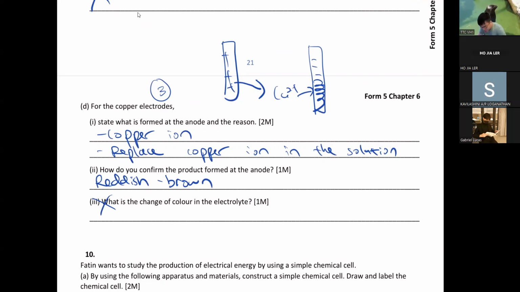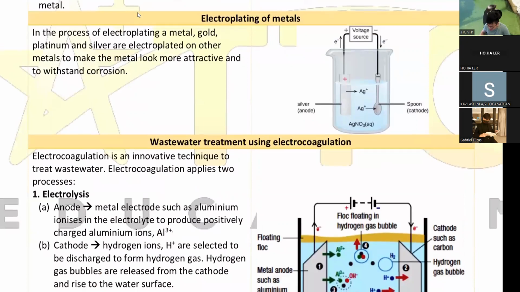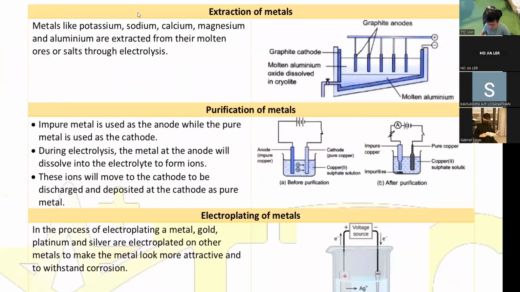Okay, this is situation. Are you done? So let's go to situation 3. Let's go to 6.2, chemical cell. This is situation 3. You might say, okay, so just now all we have learned, can you see is battery everywhere?